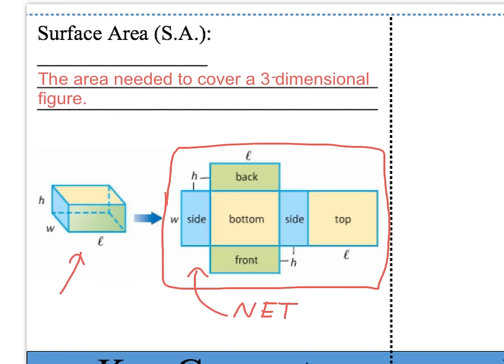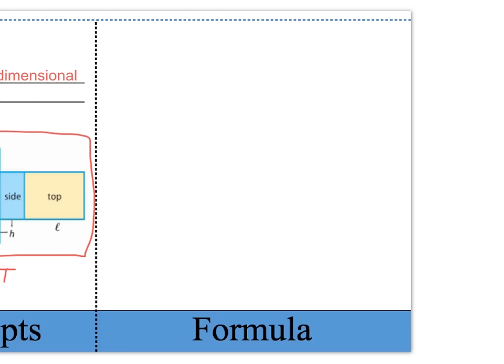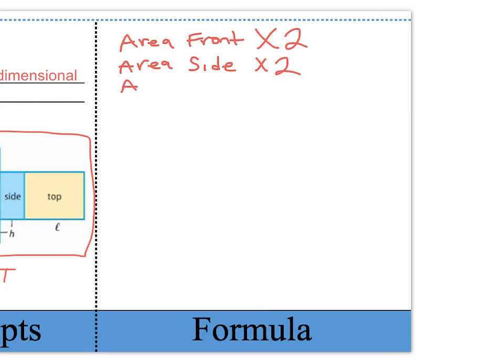Basically, the surface area is adding up all the areas of all the sides of the prism. So to find the surface area of a rectangular prism, what you want to do is find the area of the front and then multiply it by 2 because the back is the same area as the front. And then find the area of one side and then multiply it by 2 because the other side has the same area. And then find the area of the top and then multiply it by 2 because the bottom has the same area as the top.